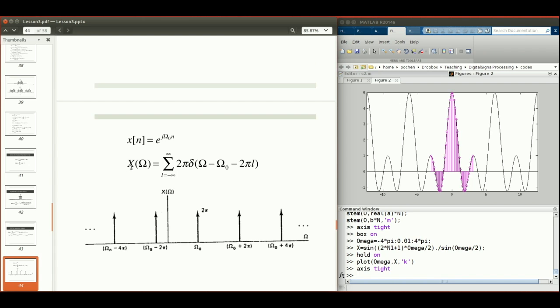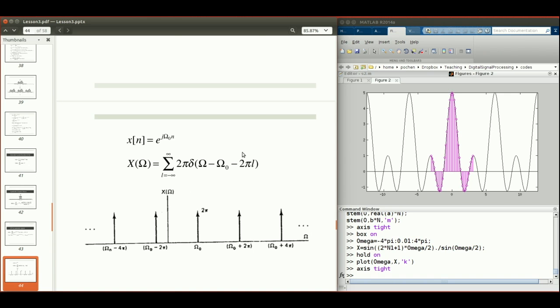So for a particular complex exponential, it looks like that. The DFT of this thing is a periodic impulse train, lots of impulses separated by an interval of 2 pi. When L equals 0, the location of this particular impulse depends upon omega 0. And every other impulse is separated by a fundamental period of 2 pi. The horizontal axis is big omega, which is basically frequency.